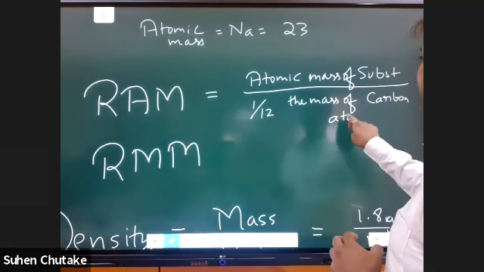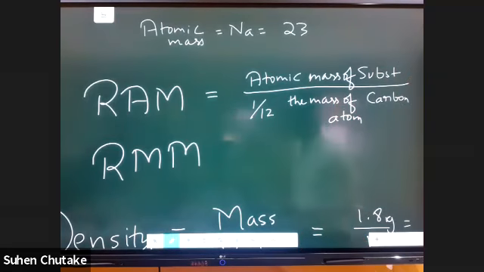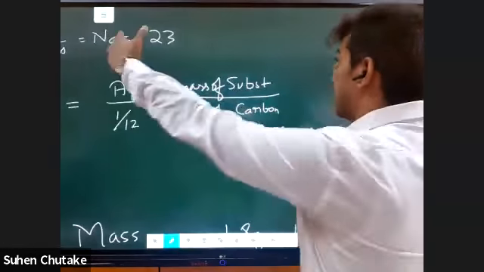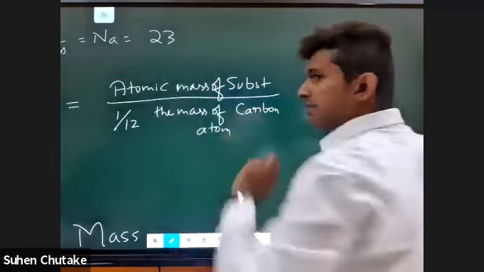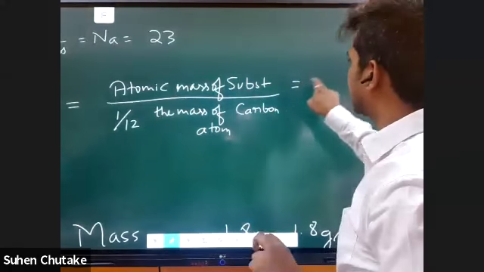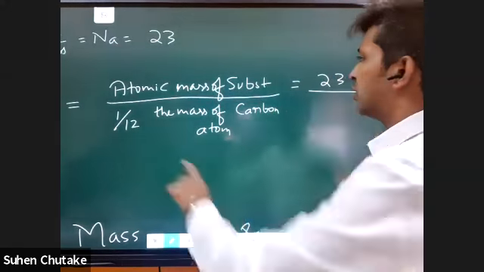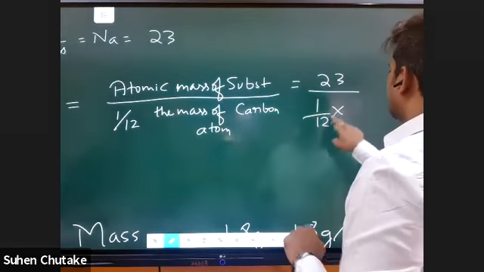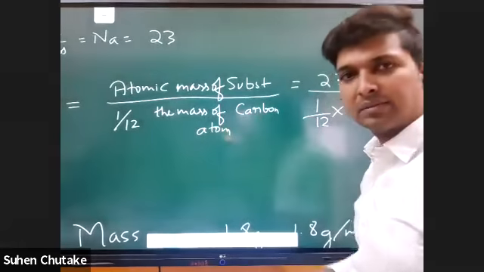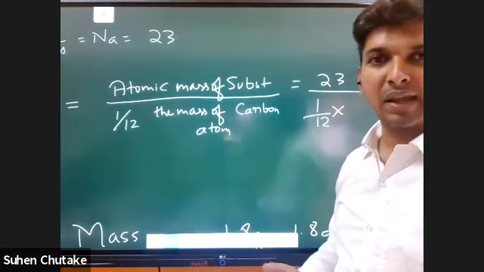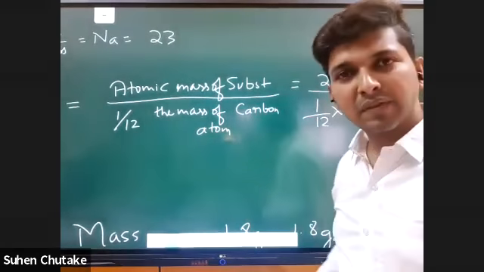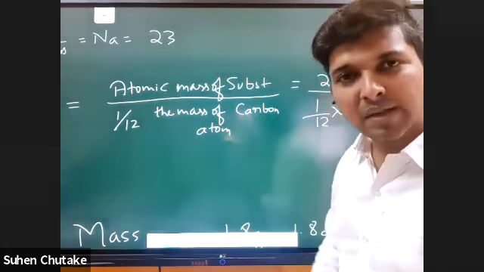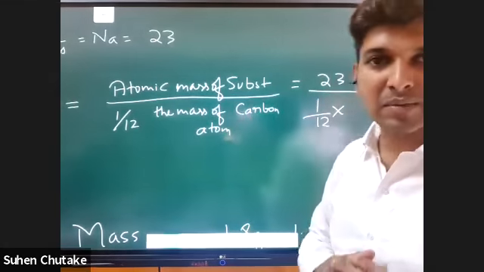Sir, what is written, 1/12 the mass of carbon atom? What is the meaning of this? See, atomic mass of substance. Which element are we taking over here? We have taken sodium, and the atomic mass of sodium is 23. Now 1/12 the mass of carbon atom. What is the mass of carbon atom? What is the atomic mass number of carbon atom? 12 is the atomic mass of carbon atom.